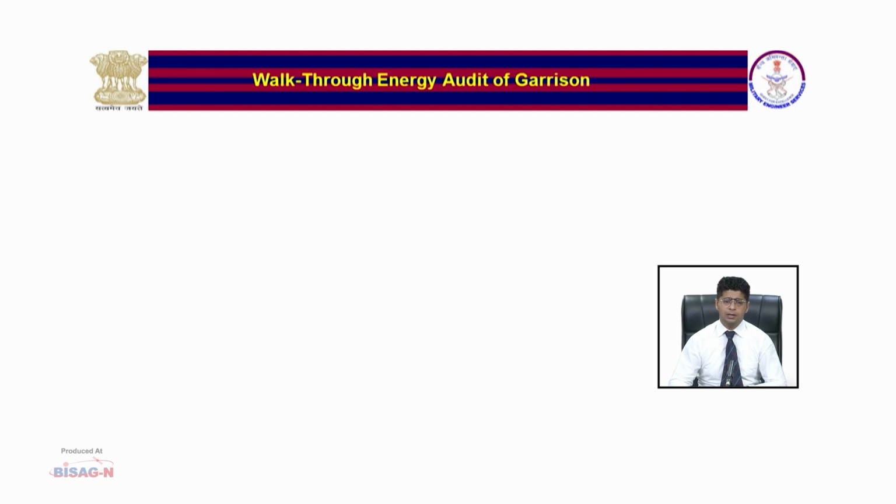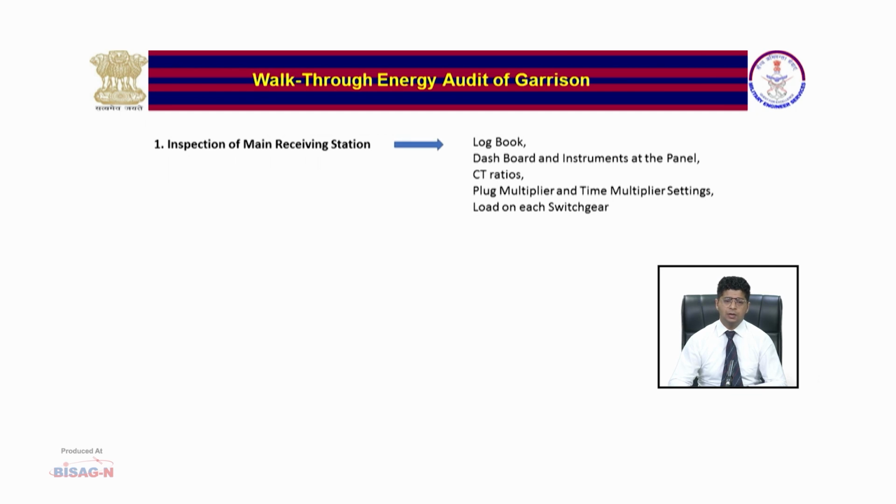First step is inspection of walkthrough at main receiving station, main distribution substation, and overhead lines. This includes study of various parameters like logbook, dashboard, and instruments at the panel, cross-checking CT ratios, plug multiplier setting and time multiplier setting, including overcurrent and earth fault protections. The load on each switchgear will be studied and its loading pattern and recommendations will be furnished in the report. The energy audit should also cover main receiving station switchgears and possible improvement in the metering etc. wherever feasible at the main receiving station.